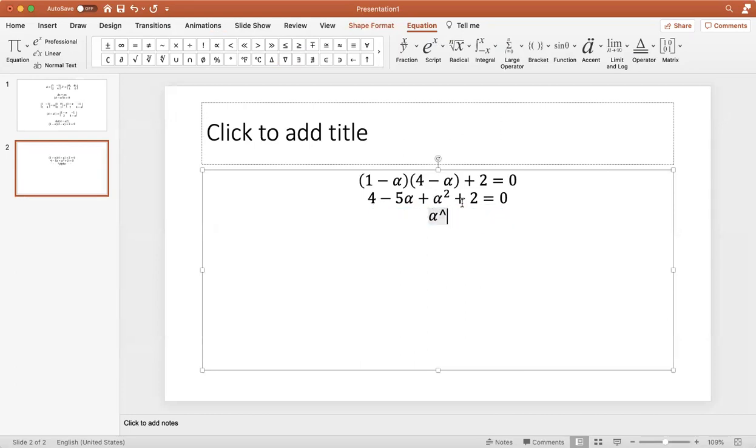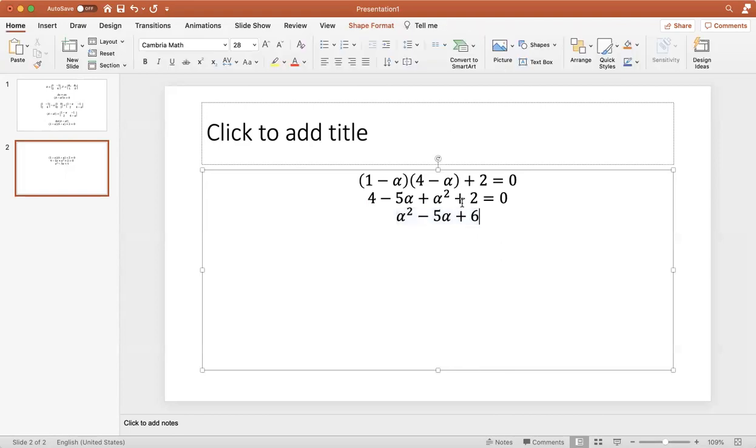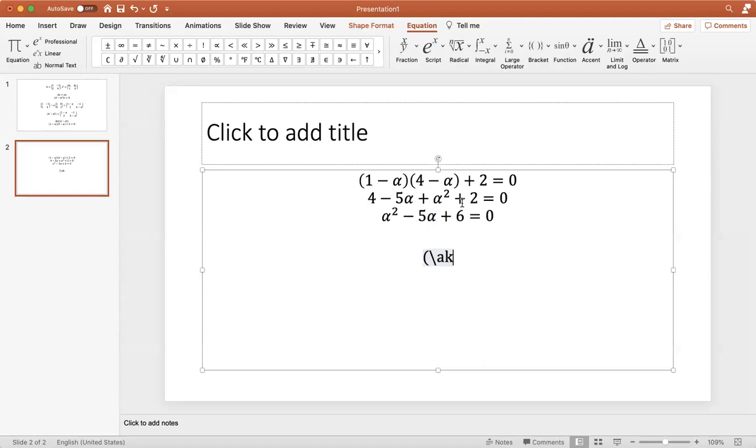So alpha squared minus 5 alpha plus 6 equals 0. Now, if you try to factor this polynomial, you will get the roots of this quadratic equation, which means you'll be able to solve for alpha, right? So factoring this out, you will get alpha minus 2 and alpha minus 3 equals 0.